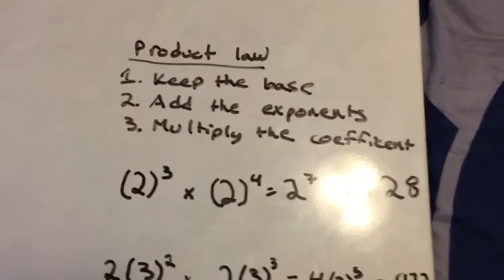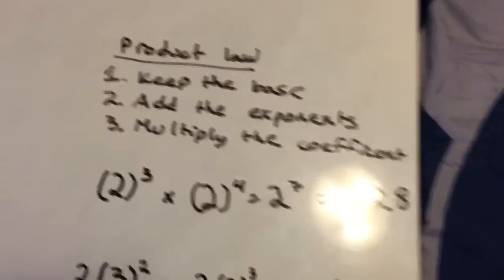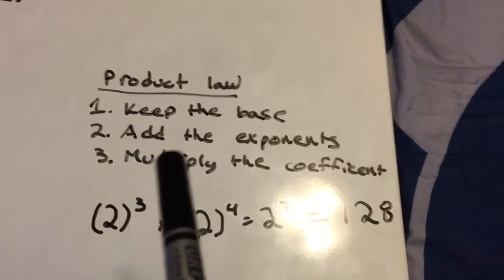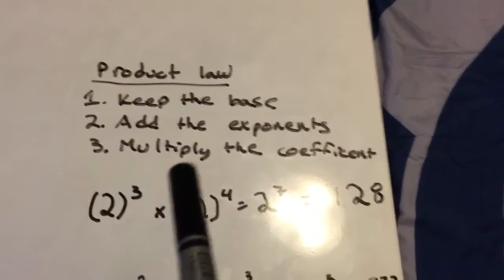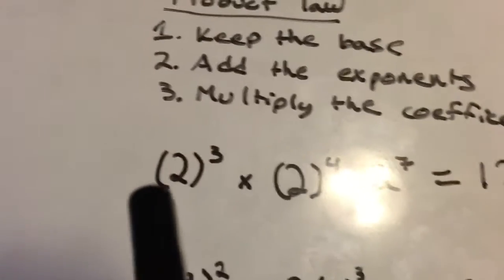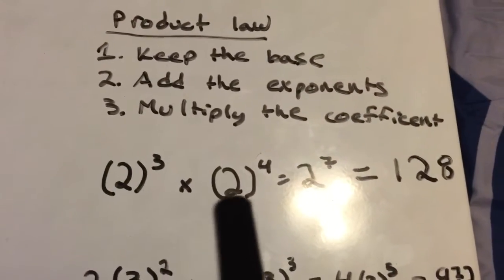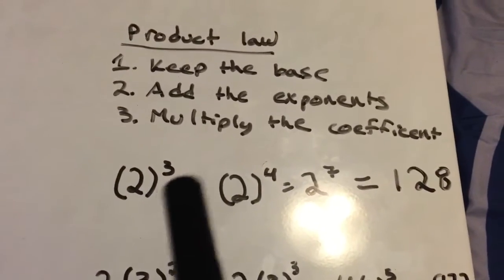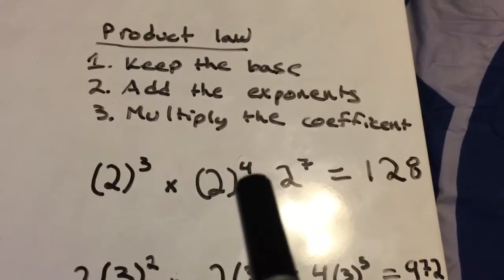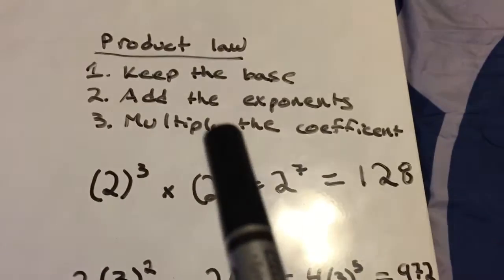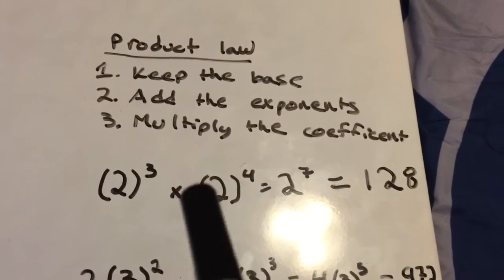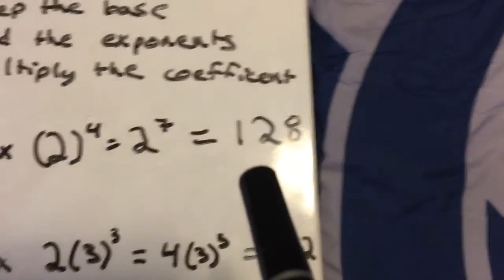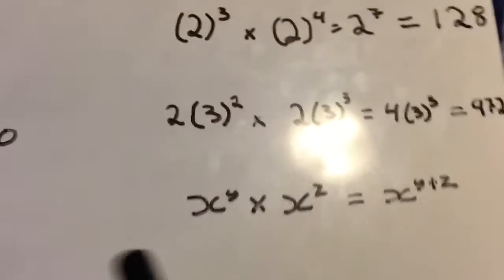The next law is the product law. This is for multiplication. So the first step for it is we keep the base, second step is we add the exponents, and third step is we multiply the coefficients. So in this question, of 2 to the power of 3 times 2 to the power of 4, we keep the base of 2, then we add the exponents of 3 plus 4 is equal to 7. We multiply the coefficients, which there is none here, so that does not apply to this question. And 2 to the power of 7, if anyone's wondering, is 128.